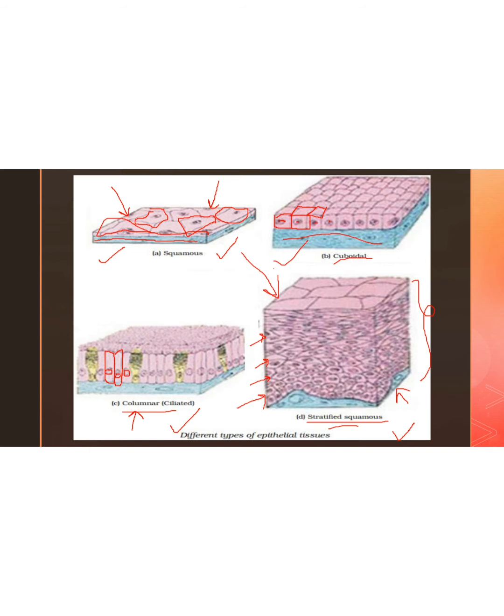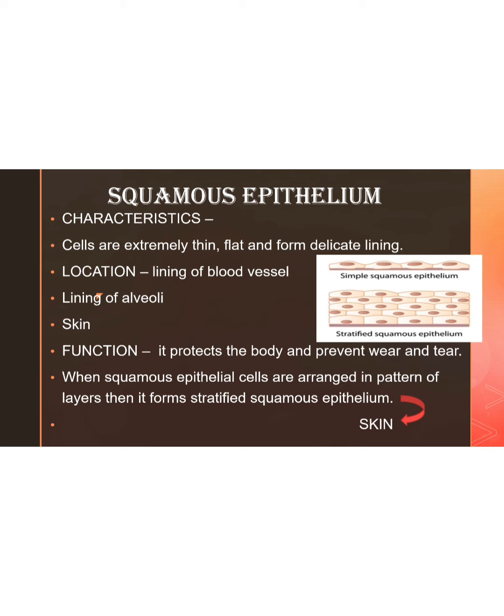Okay. Next. Here, I have written down the same thing about squamous epithelium. Here you can see again, this is simple squamous epithelium, and when layers of epithelial tissue are arranged one after the other, it forms the stratified squamous epithelium. Next, the cells are thin, flat, and delicate, forming a lining. Location: lining of blood vessels, lining of alveoli, and skin. What is the function? It protects from wear and tear.